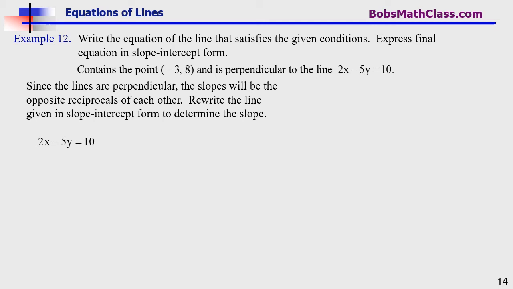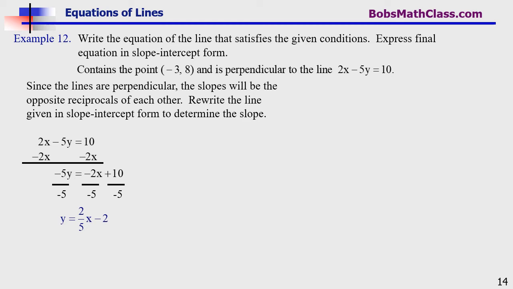So 2x minus 5y equals 10. Subtract 2x on both sides first. That gives us negative 5y equals negative 2x plus 10. Then divide each term by negative 5. So y equals 2/5 x minus 2. Remember, the two negatives cancel each other out, so that's why it's a positive 2/5.